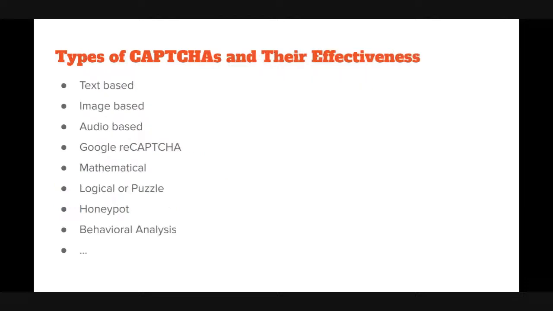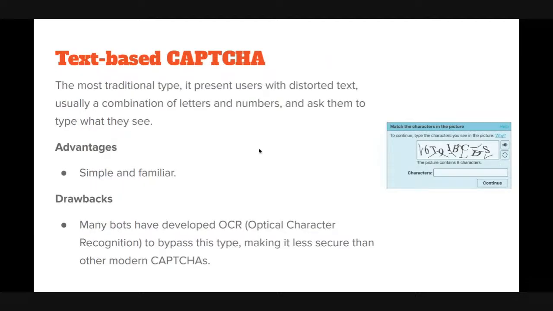We have a bunch of types of CAPTCHAs, and we're going to talk about a few of them and their effectiveness. We're going to talk about text-based, image-based, audio-based, Google reCAPTCHA, mathematical, logical or puzzle, honeypot, and behavioral analysis. So these are the types that we're going to cover.